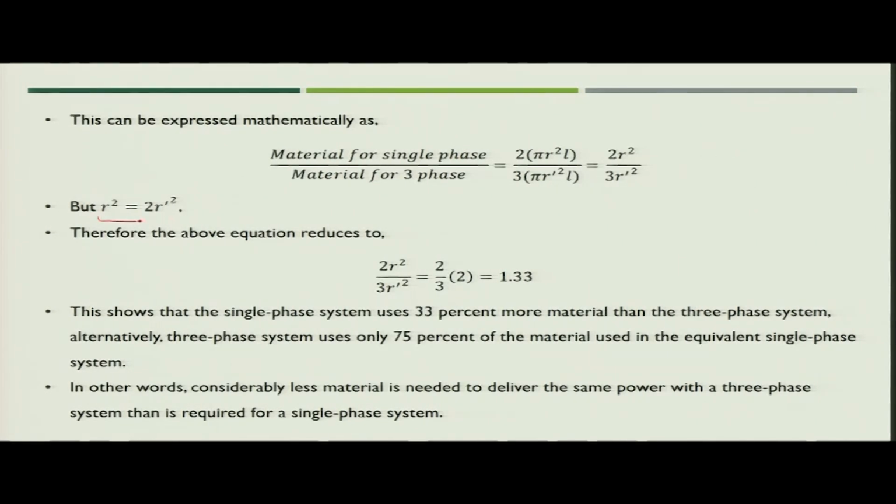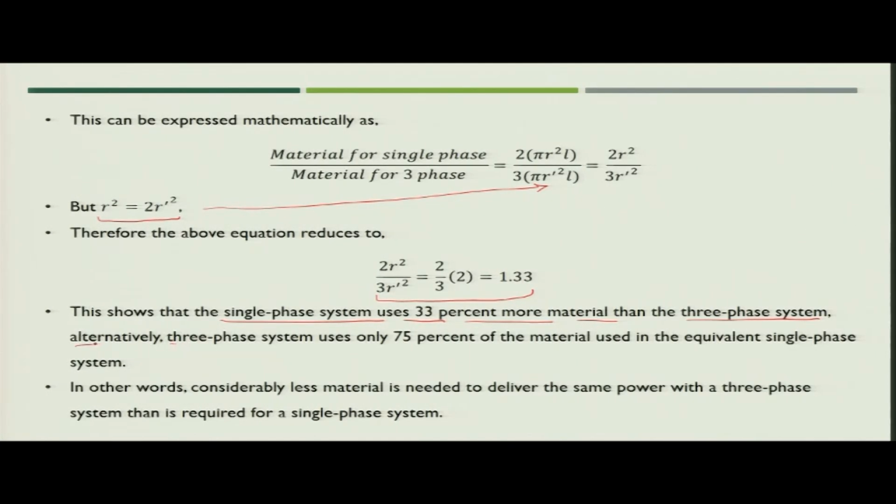Now, from the loss comparison we already established that R square is equal to 2 times R dash square. So, if you put this value in this expression, what we get is 2R square upon 3R dash square, the ratio will be 2 by 3 we can take out, R square divided by R dash square will be simply replaced by 2. So, we will get the ratio, that is material for single phase to material for 3 phase is equal to 1.33. So, what you can observe now? You can observe that the single phase system will use 33% more material than the 3 phase system to supply the same amount of power and to incur the same loss in the transmission system.